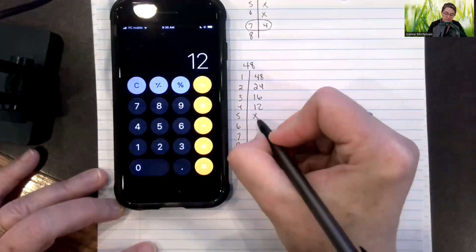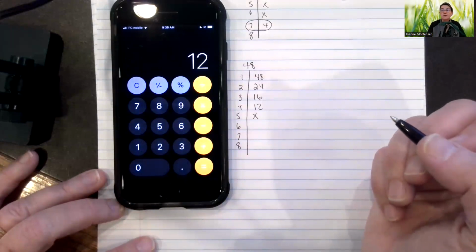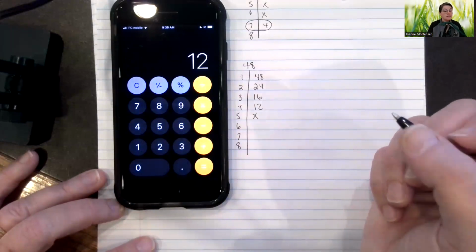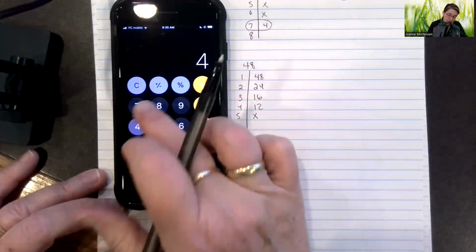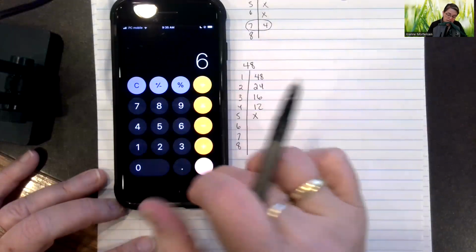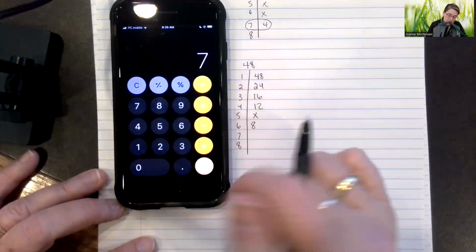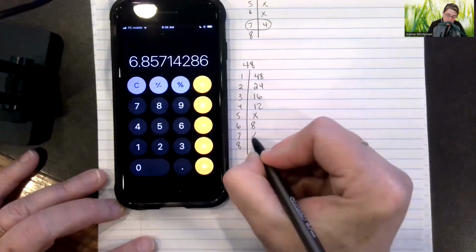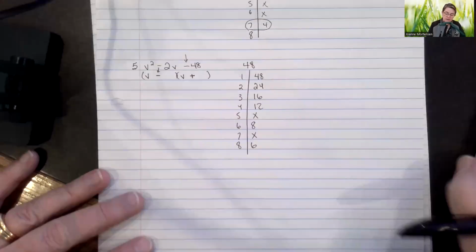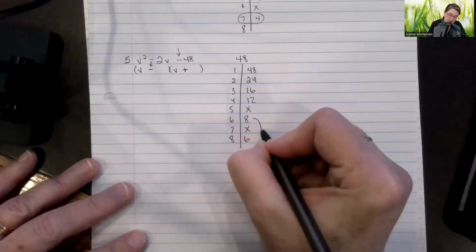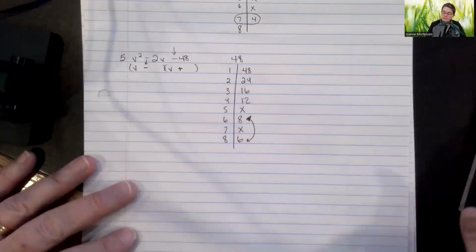5 doesn't go. Right? Because if it's a multiple of 5, it ends in 0 or a 5, and 48 doesn't. So I'm not even going to bother. 6 should go in there. Let's go. 48 divided by 6 is 8. 48 divided by 7. Oh, no. And then here we go. 6. So we're good. We've got our duplicates right here and here. So I know I've got all my factors listed. All right.